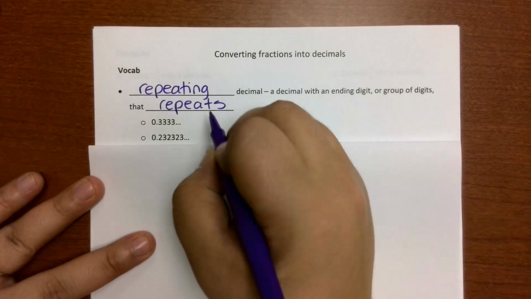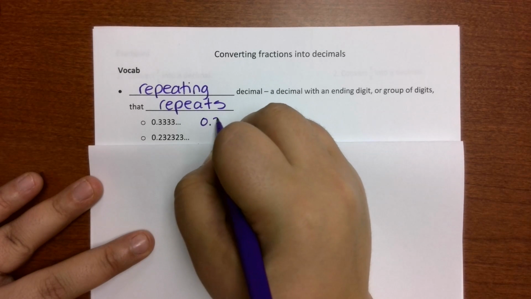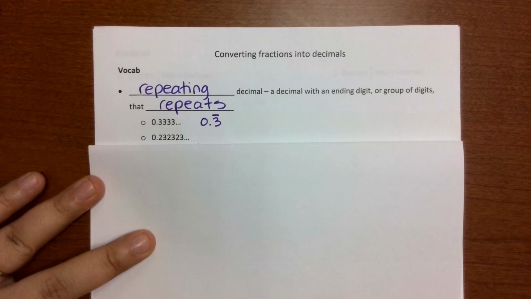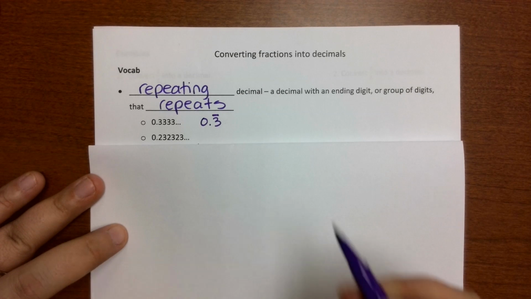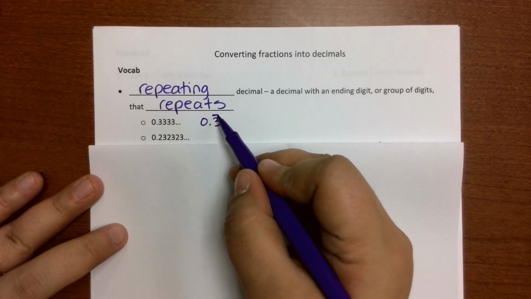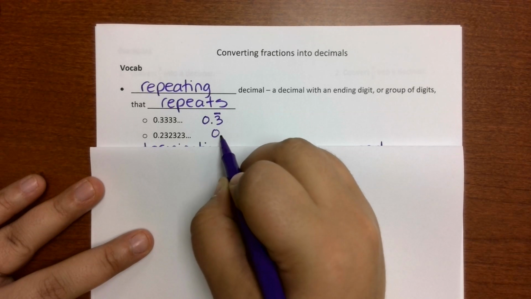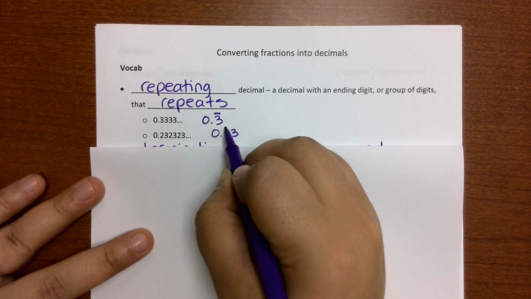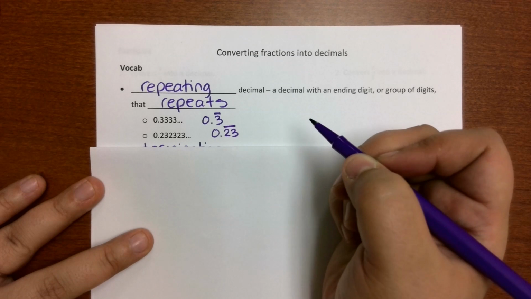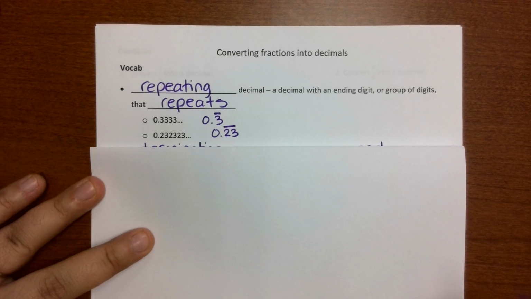So we put this little symbol, 0.3 with a little repeating bar on top. Anytime you see a bar on top of a number, it's showing you that the number underneath it repeats. So for this one, we would put 0.23, and we put a bar on top of both of the numbers together because they both are repeating.